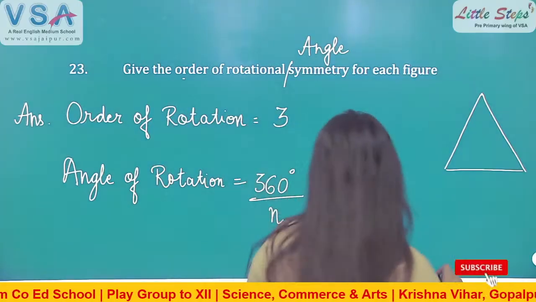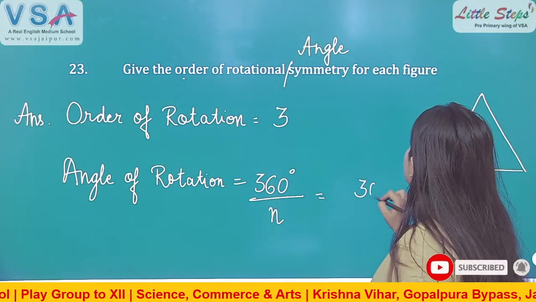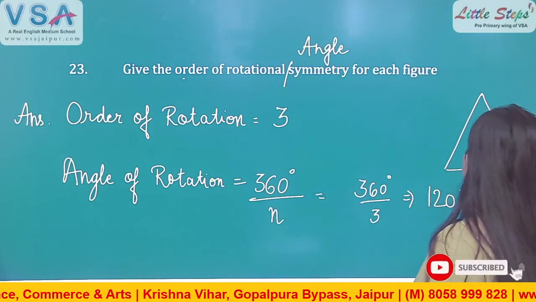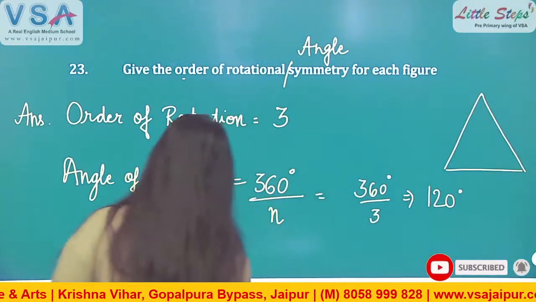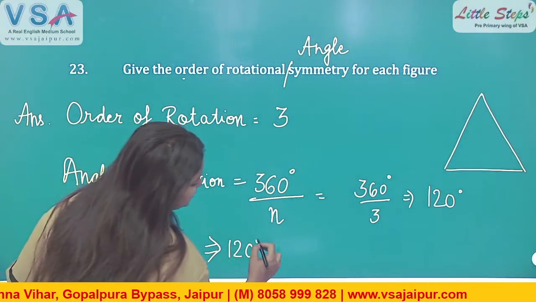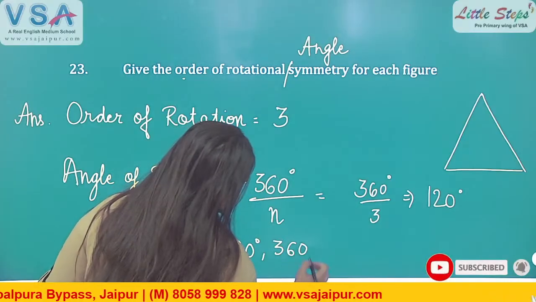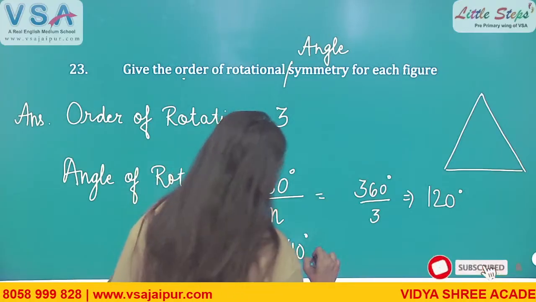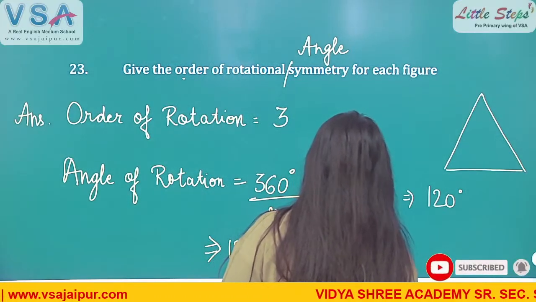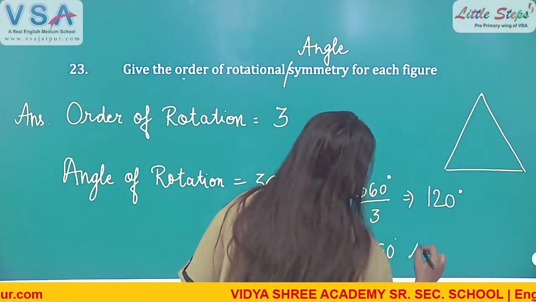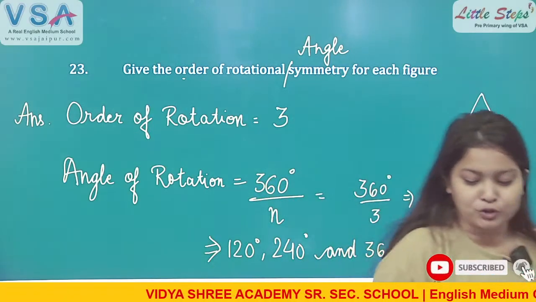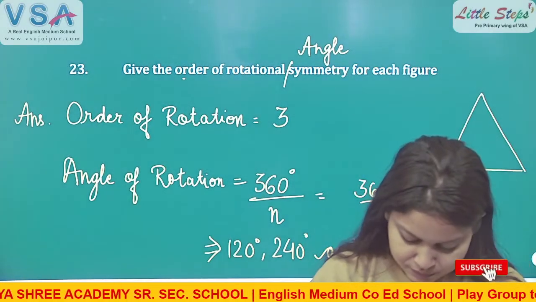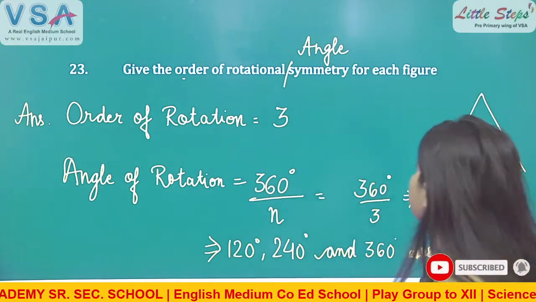So what we have, 360 degree upon 3. This is 120 degree. Angle of rotation, we will write like this: 120 degree, 240 degree, and 360 degree. This is how we will write the answer, and the answer will automatically become 360 in the last step itself. Moving on to next question.